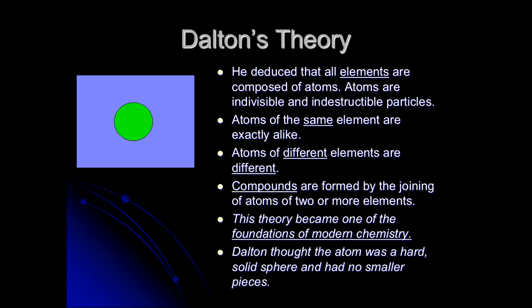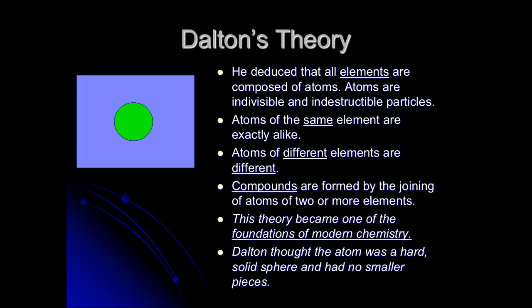He says that elements are composed of atoms. So every element out there that they identify is composed of some singular type of atom, and if it's all the same element, the atoms are the same. So all carbon atoms are the same, all oxygen atoms are the same, et cetera. He said atoms of different elements are different, meaning no two atoms of different elements are alike, so you can identify what element something is based on what its atoms are like. He said that compounds are formed by joining 2 or more elements.